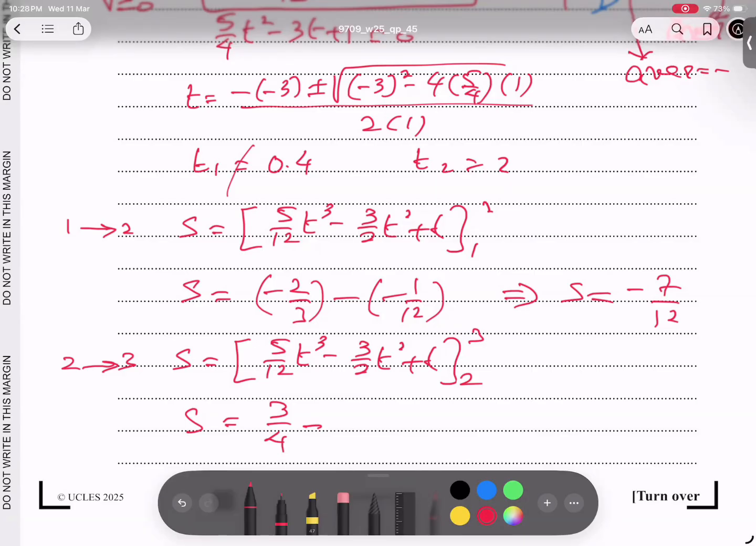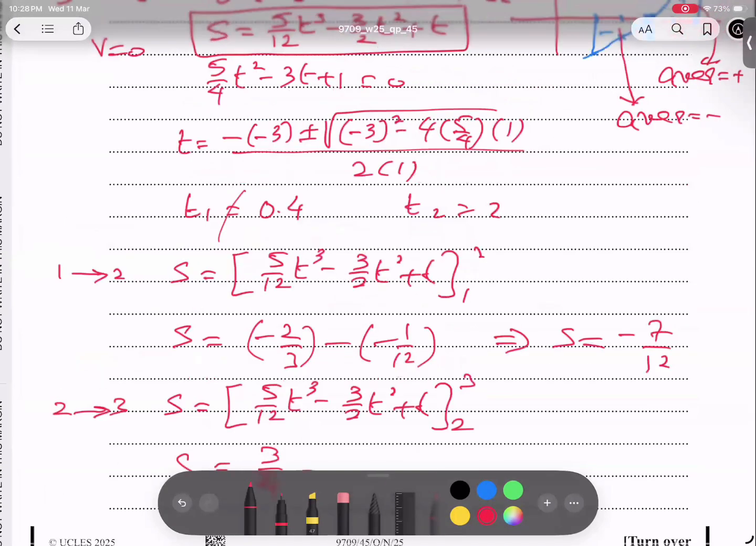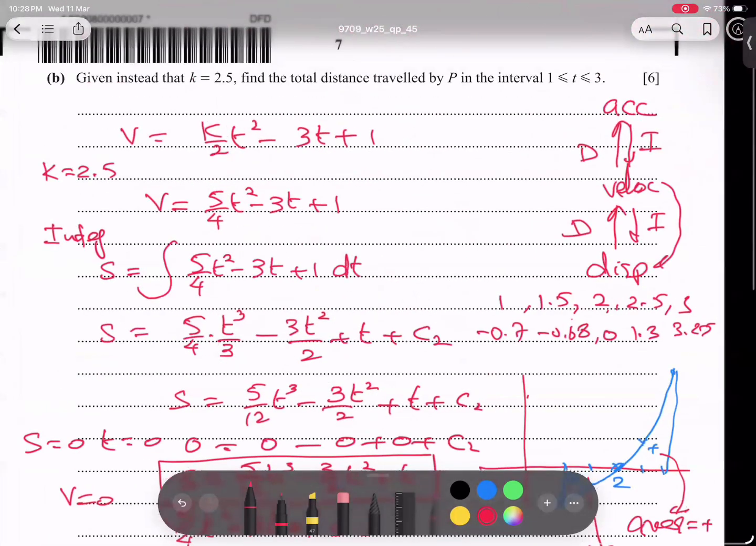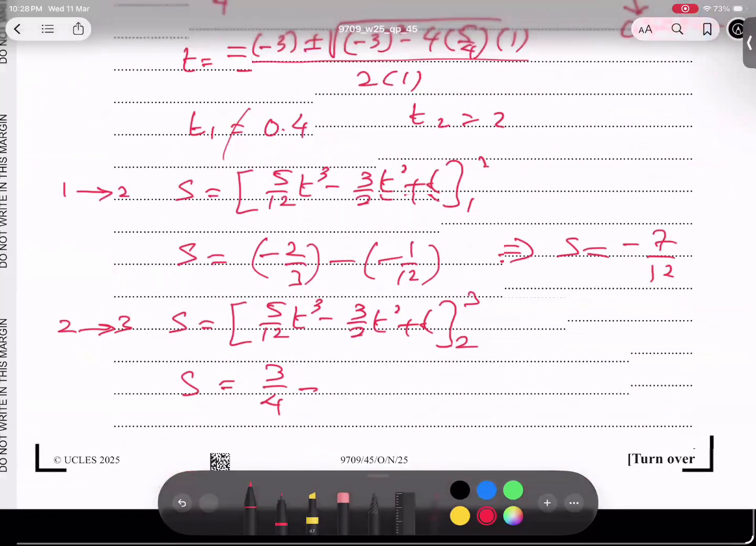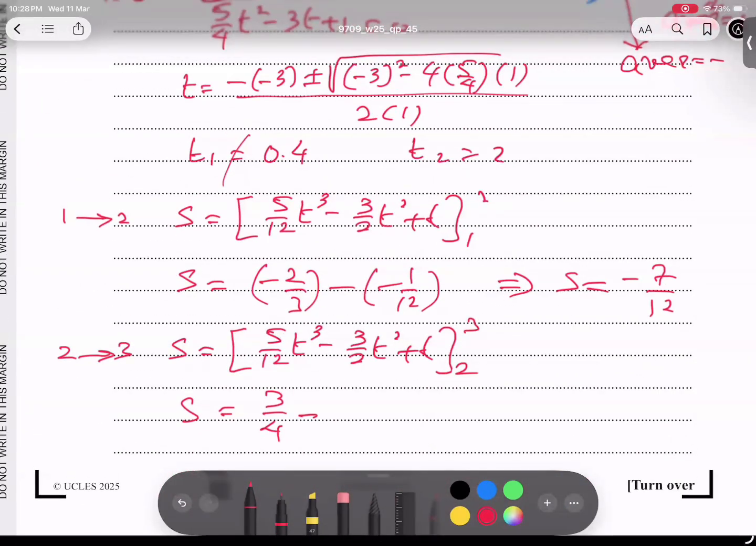And second part, I'm typing once again. Okay, let me check 3 or 2 or not. Yeah, 3. Okay. Now, once again, 5 divided by 12 into 27 minus 3 out of 2 times 2, 9 and plus 3. I'm getting 3 by 4 is the correct answer.